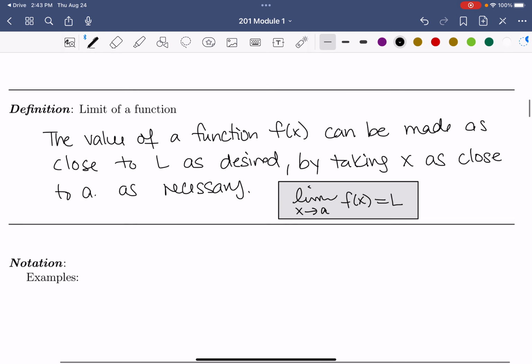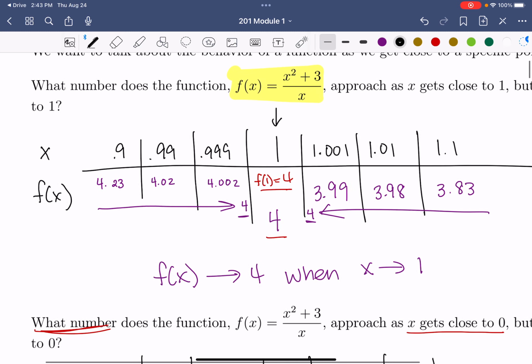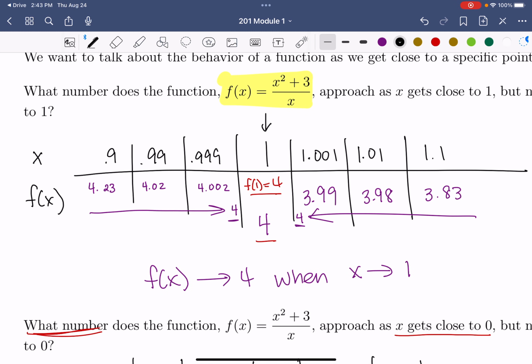And that means the value of a function f of x can be made as close to L, the value of the limit, as we want by taking x as close to A as necessary, right? So I can keep making my x values closer and closer to that A value, and I'll get closer and closer to L, right? And what that means up here, you can see, I can take my values up top, these right here, closer and closer to my A value, which is 1, and that will get me closer and closer to the value that I say is the L, which is 4 in this case. So 4 is the answer where the function approaches.